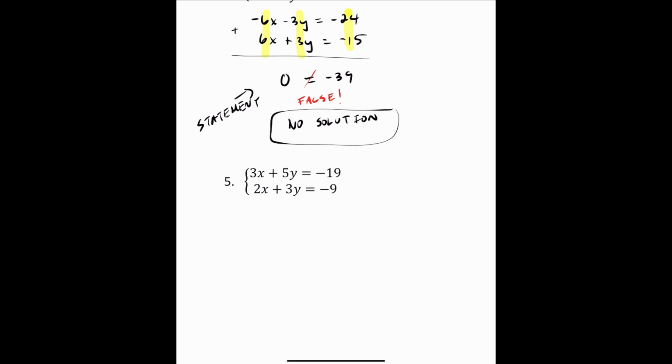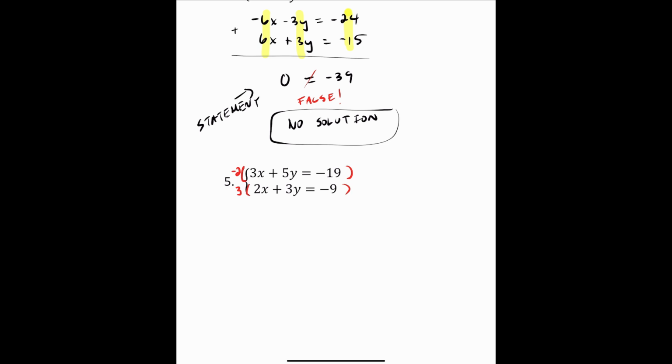What I'm going to do is focus in on the x's. I'm going to create my opposites by eliminating the x's. So I'm going to multiply the first equation by negative 2, and then I'm going to multiply the second equation by positive 3. Remember, when you're creating opposites, one has to be negative and the other has to be positive, or vice versa. One can be positive and the other must be negative, however you want to approach that scenario.